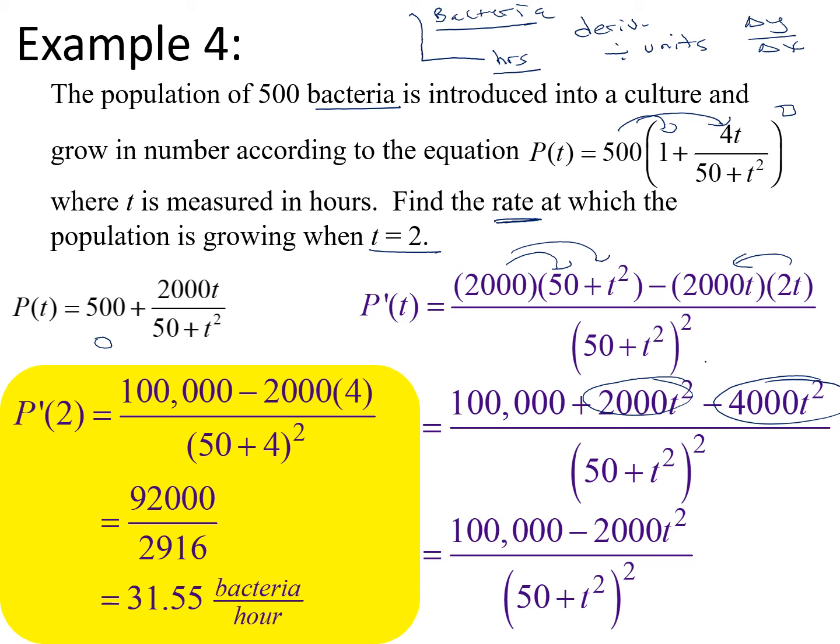So 31.55 is the decimal, or you could leave it as the improper fraction. So at that moment in time, the population is increasing at a rate of 31.55 bacteria per hour. Okay, since the derivative is positive, we can know that it is an increasing population. So there's a word problem for us to kind of work out.